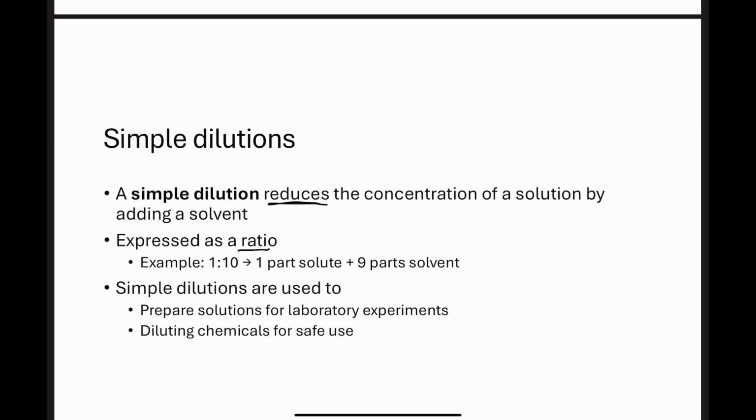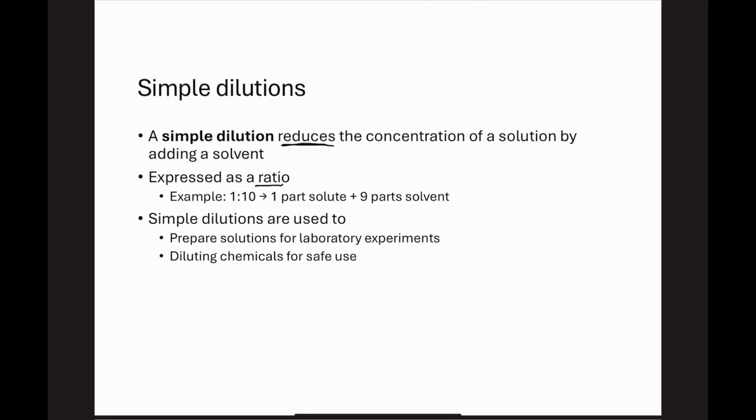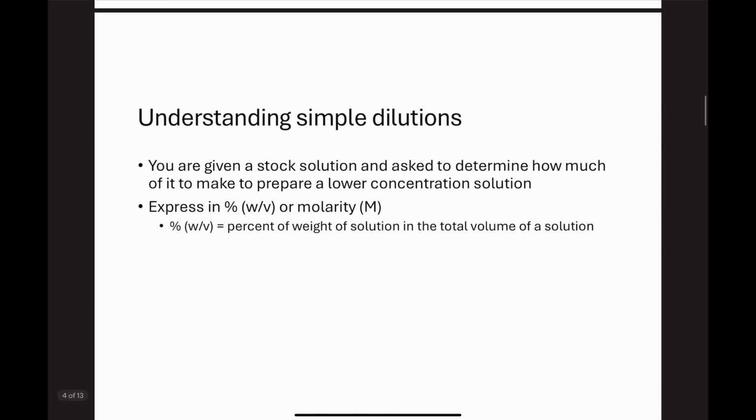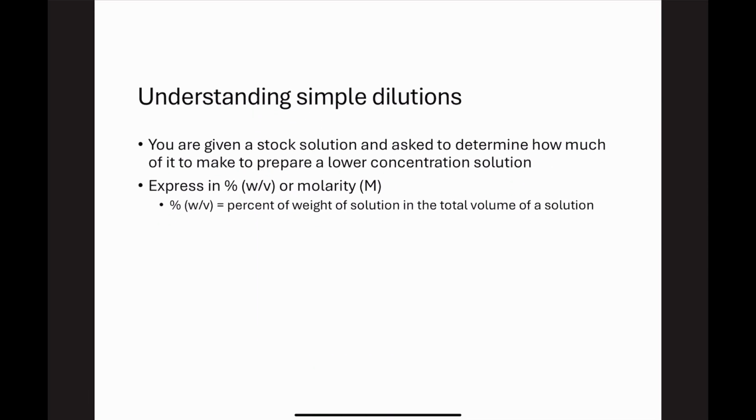And these simple dilutions are commonly used to prepare solutions for experiments or to make concentrated chemicals more safe to handle. So now that we know what simple dilutions are, we're going to go over a few key terms that we need to know for them. So in the lab, often we're going to be given a stock solution, and then we're going to be asked to prepare a lower concentration solution. And our concentrations can be expressed in 2 ways. They can be expressed in percent weight per volume, or it can be expressed in molarity.